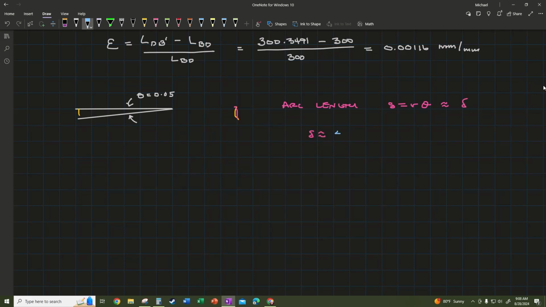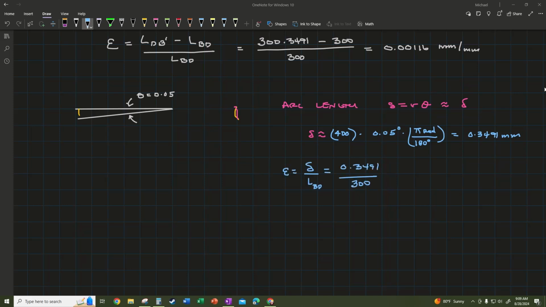So our relationship is 400 millimeters for R times theta of 0.05 degrees. But we need to convert that to radians, so we know that 180 degrees per pi radians results in this length. So our normal strain is a change in length over our original length, and this equals, again, 0.0016, and that's millimeters per millimeter. The same as this.